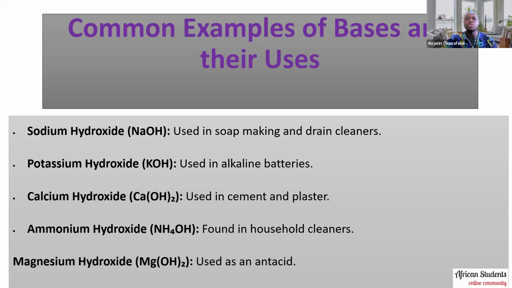Let's talk about common examples of bases and their uses now. If you look at it closely, you see that sodium hydroxide is used in soap making and drain cleaners. Potassium hydroxide is used in alkaline batteries. Calcium hydroxide is used in cement and plaster, which are very important in the building industry. Also, ammonium hydroxide is found in household cleaners. And then magnesium hydroxide is used as an antacid. Very important. When you have an acid burn, you need an antacid, so magnesium hydroxide comes in handy in producing antacids.